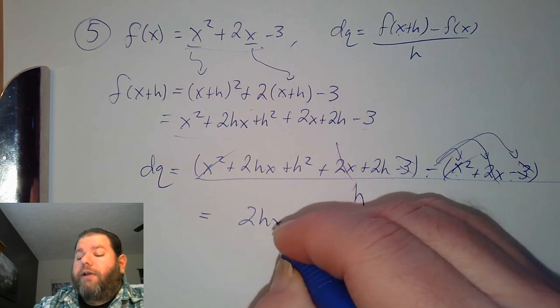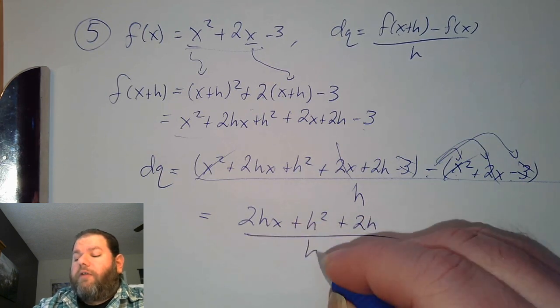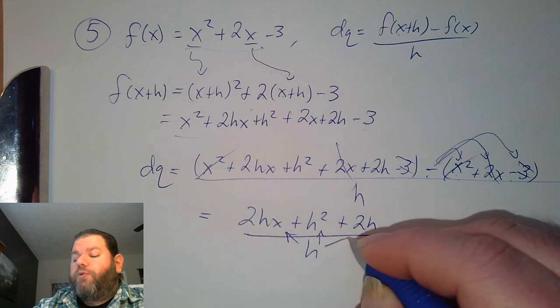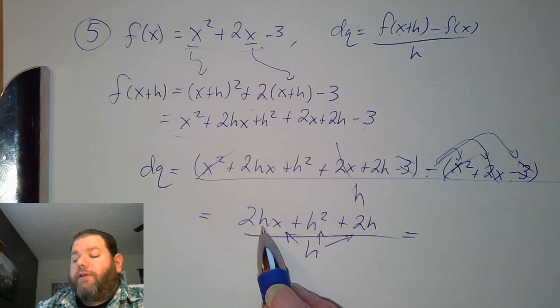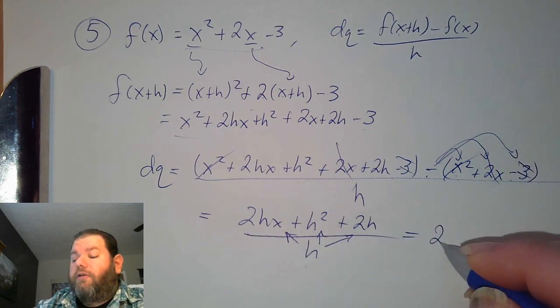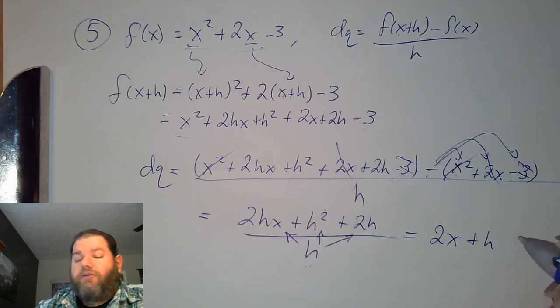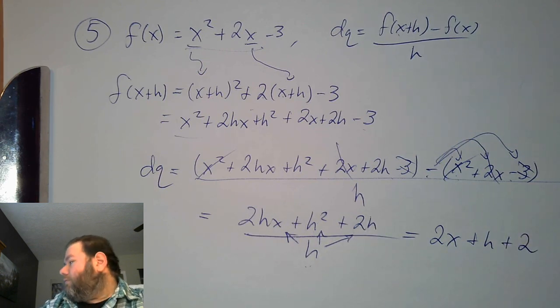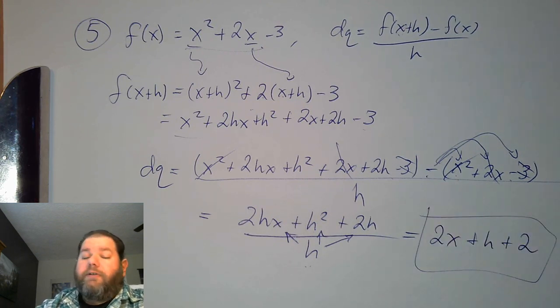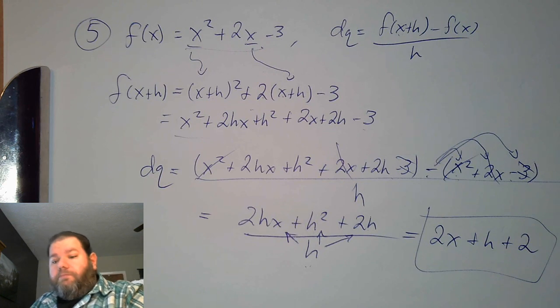Well, we have 2hx, we have h squared, and we have 2h, and these are all divided by h. Now, the h on the bottom will divide into all three of those, canceling out an h from each. So canceling out this h, we have 2x. Canceling out one of these h's, h squared over h will still leave a second h by itself. And then 2h divided by h leaves us with the 2. And so that is our answer right there, which is answer D.